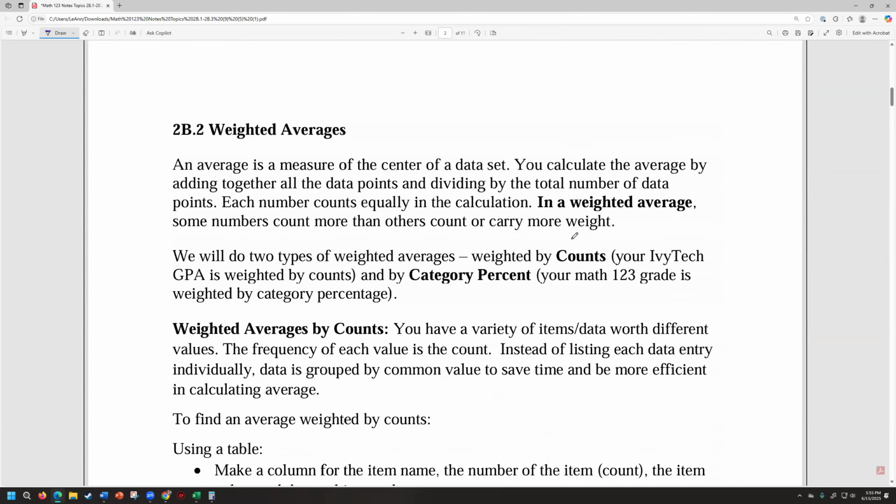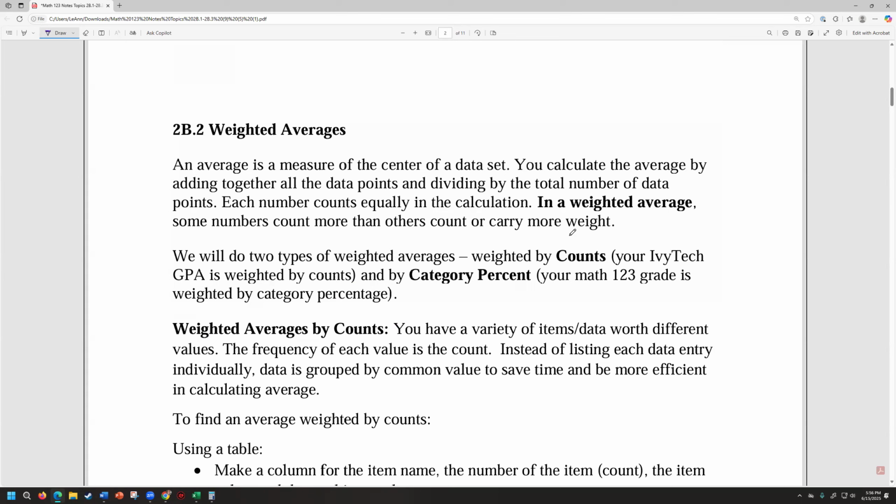All right, now we're into 2B2. So 2B1 was pretty short because, like I said, it is really just making sure that you understand what was covered in that WWW assignment. Okay, so make sure you're watching those videos this week as well, because that does more with the averages and stuff.